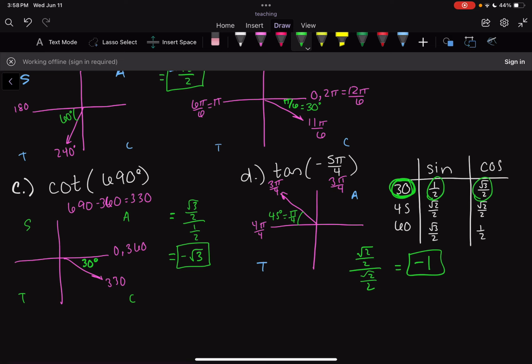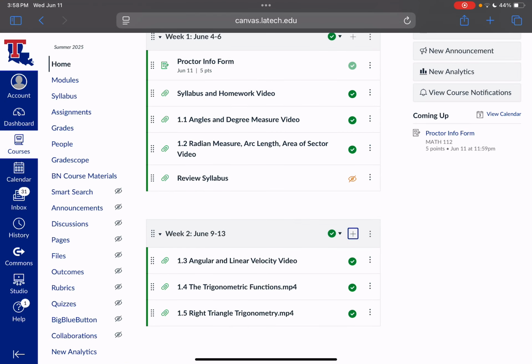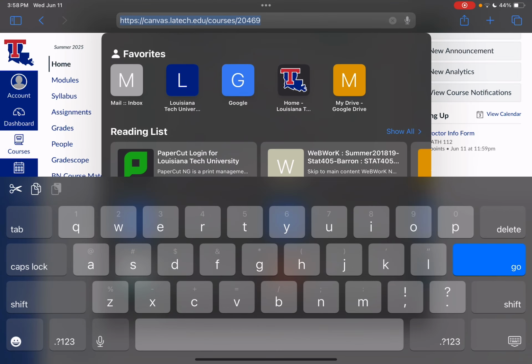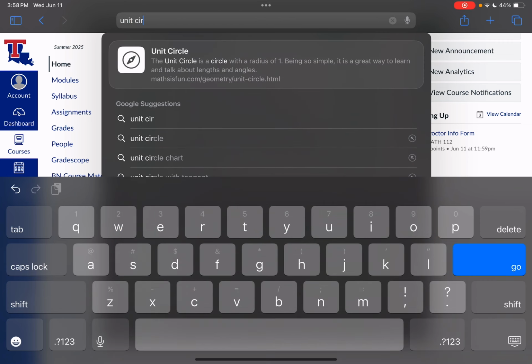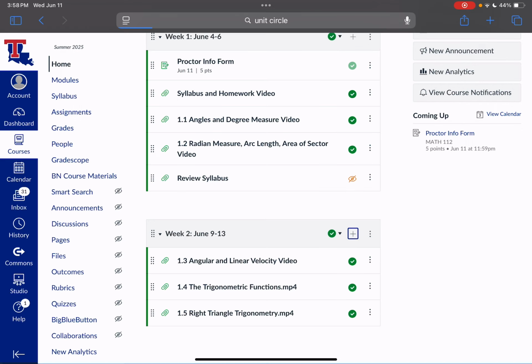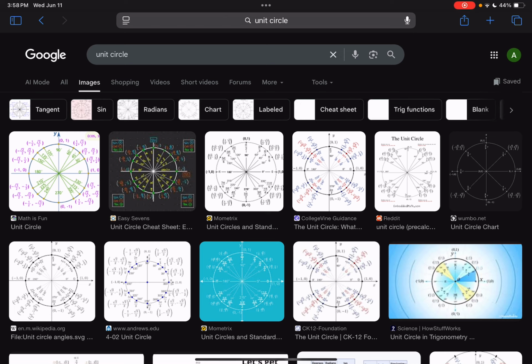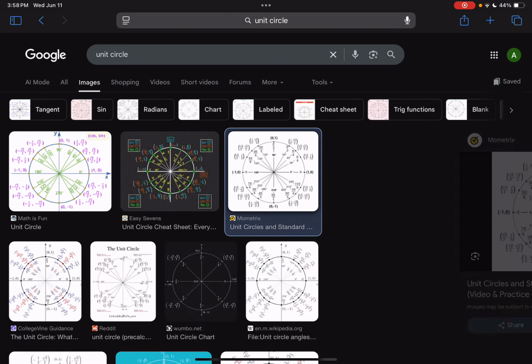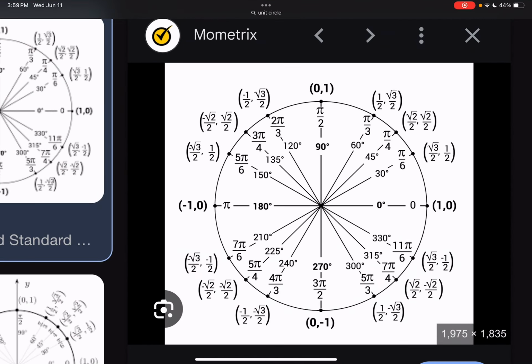Let me show you something real quick before we finish up this section. So I'm going to look something up for us. Oh, this is the Canvas page. So I'm going to look up the unit circle. So I want you to see this for a second. You see how this is so intense to look at. You see how this one has all the points labeled.